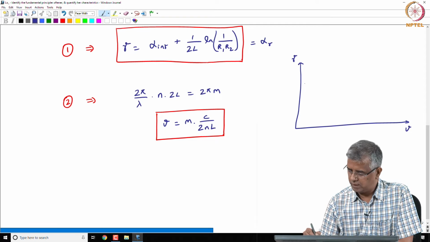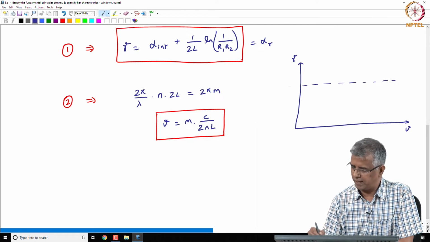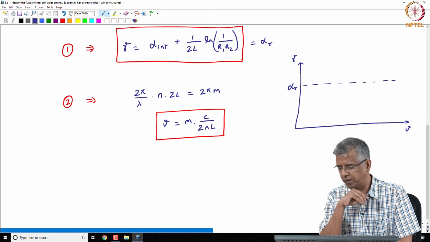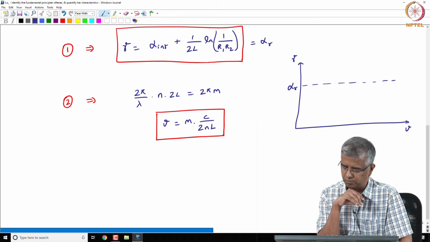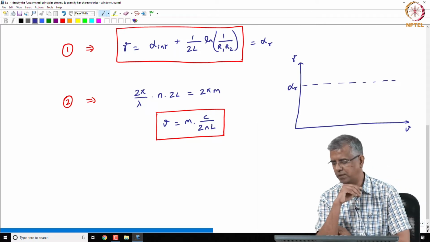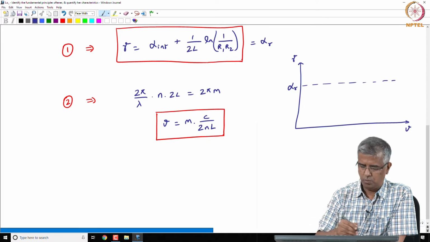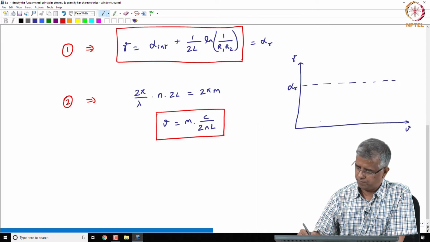We have a certain loss for a given cavity that is given by alpha r. So, that is the level that we have. Both gamma and alpha r are in terms of inverse centimeters, or you can think of it as inverse meters, right.